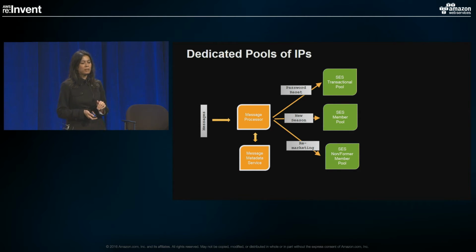And so as you can see here, we have 3 pools, the transactional pool on top, the member pool in the middle, and the non-member former pool at the very bottom. And how we accomplished this was the message processor, which is a system that's actually assembling and creating these messages, would get metadata from the metadata service about where to route any particular message. So every message in our system has metadata, which helps route to the right pool for delivery. And behind the scenes, we also had different quotas and different throughputs for each of these different pools so that we could meet our different requirements for these different kinds of messages.